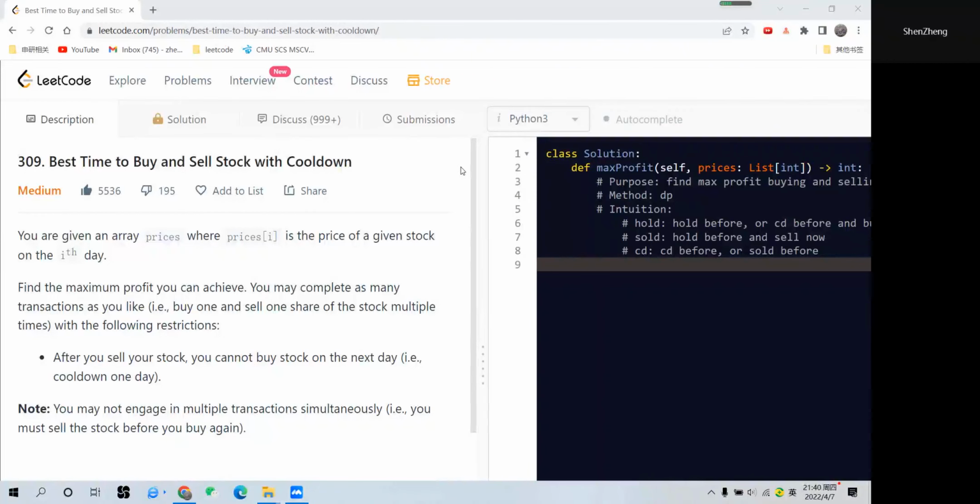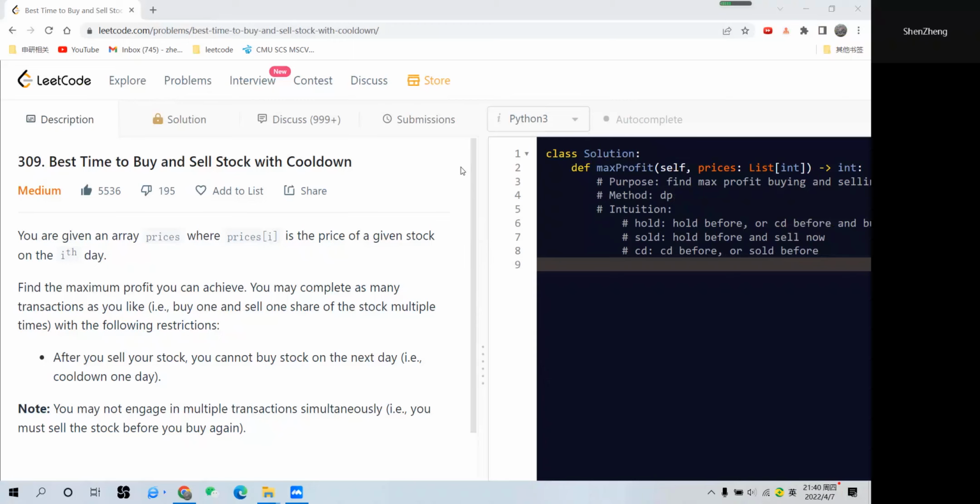Hi everyone, today we're solving a LeetCode question called Best Time to Buy and Sell Stock with Cooldown. This question is very similar to the previous questions, Best Time to Buy and Sell Stock 1 and 2. The difference is that in question 1, we're only allowed to purchase and sell one time. In question 2, we are allowed to make multiple purchases and sales, but we have to sell the stock at hand before making a new purchase.